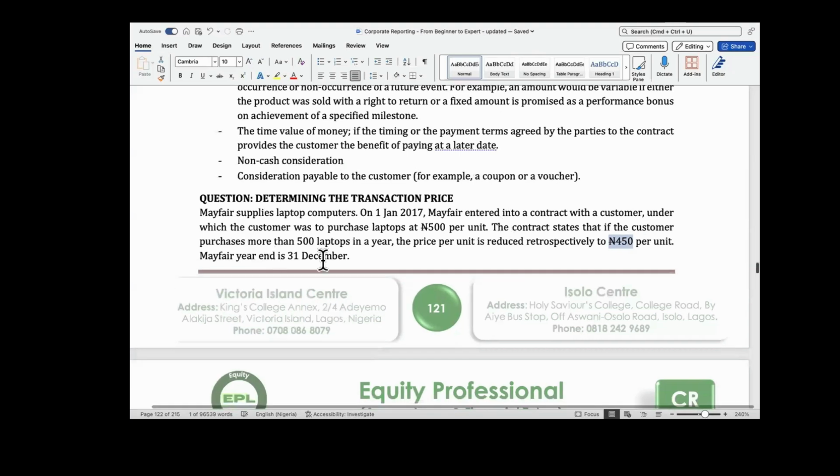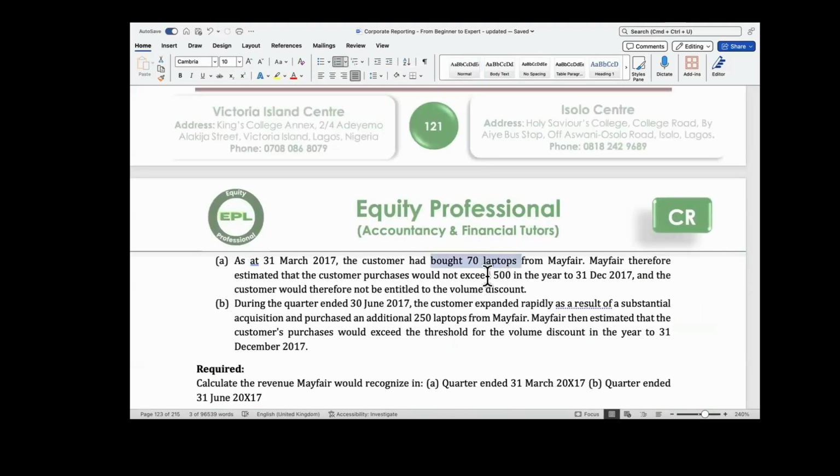So at the end of the first quarter, the customer only bought 70. So he looked at it and said that no, there's no way this customer would meet 500. In the second quarter, the customer bought an additional 250. So that means the customer has already bought more than half. So you then estimate that this customer would exceed 500 and you'll be able to get that discount of 450 naira, that we will be sending to them at 450 naira.